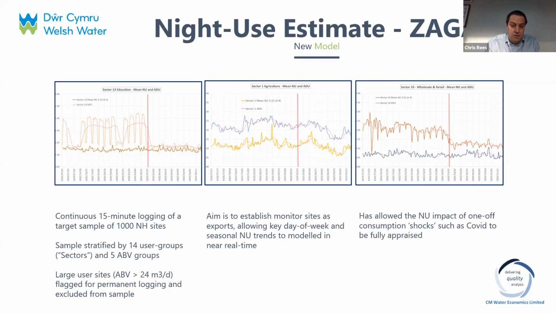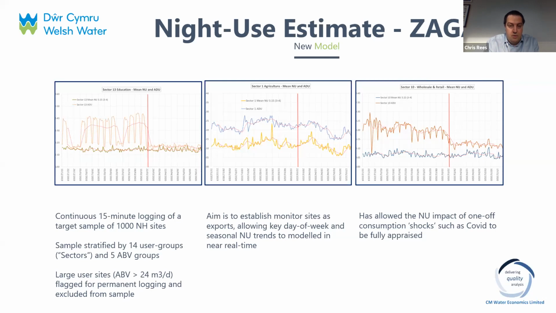But what we've moved on to is a model where all the non-households are grouped into 14 user groups, largely based on standard industry classifications, and further divided into 5 consumption bands. What that produces for us is a requirement of around a sample of 1,000 permanently monitored sites. From that sample, we can dynamically adjust our night use allowances for days of the week and seasons, making our assessment of leakage far more accurate in the present day.